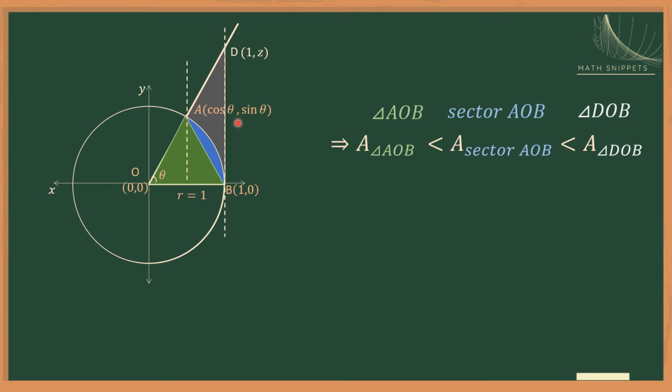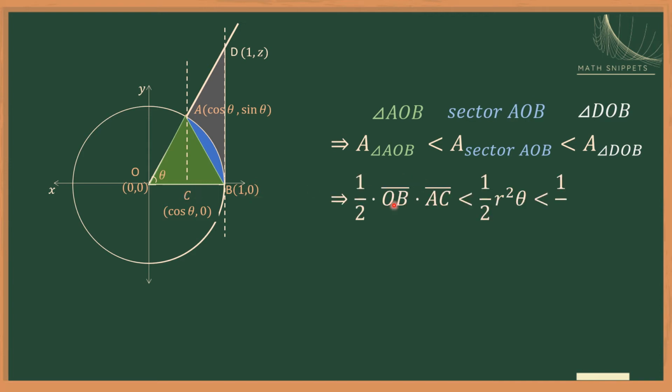Now let's determine the height of triangle AOB. That is, we create a line from A perpendicular to the base, which is side OB. And let's denote the intersection of the base and the perpendicular line as point C. So the x-coordinate of point C is cosine theta. Okay? But the y-coordinate is 0 because it lies on the x-axis.